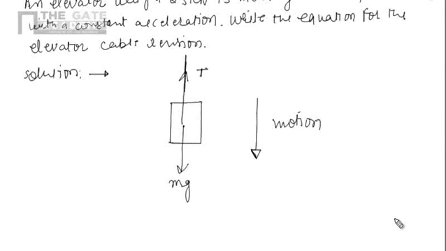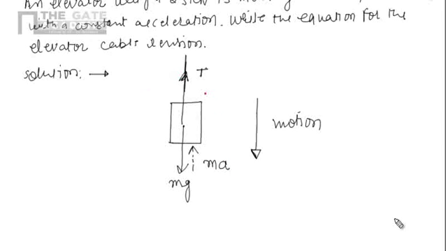But for applying the D'Alembert principle, we have to introduce the inertia force which will act in the direction opposite to the direction of motion. The direction of motion of the elevator is downward, so the inertia force will act opposite to that. It will act in upward direction. The value of inertia force, we know, is mass into acceleration. Now this elevator is in dynamic equilibrium under the action of T, mg and ma.